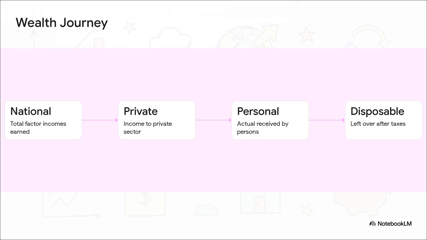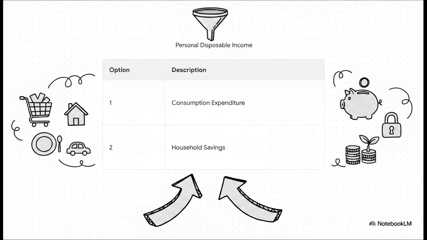We narrow it down to private income, which strips out government enterprise savings. Then we drop to personal income, which is what individuals actually receive before direct taxes. And finally, after you pay your income tax and miscellaneous government fees, we arrive at the most personal metric of the whole bunch, personal disposable income. This final layer of the funnel is the actual, real-world spendable cash you have left over.